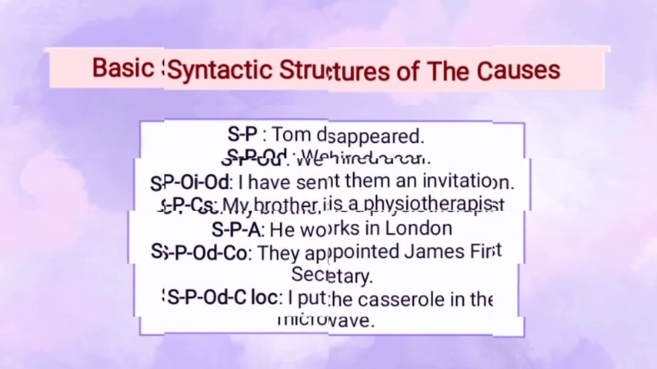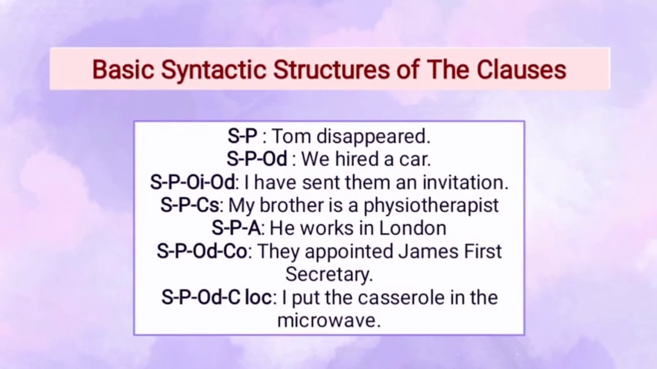And the last is about basic syntactic structures of the clauses. Subject, predicate: Tom disappeared. Subject, predicate, direct object: we hired a car. Subject, predicate, indirect object, direct object: I have sent them an invitation. Subject, predicate, complement of subject: my brother is a physiotherapist.